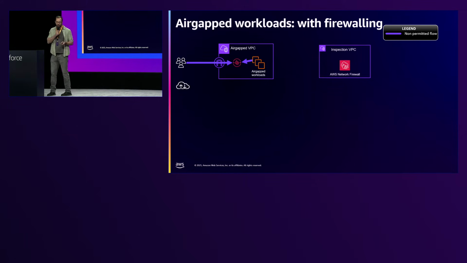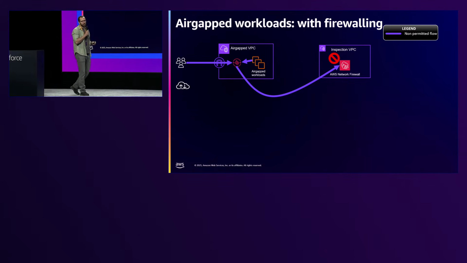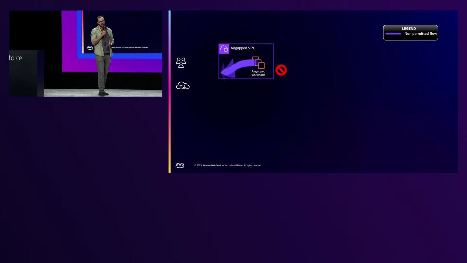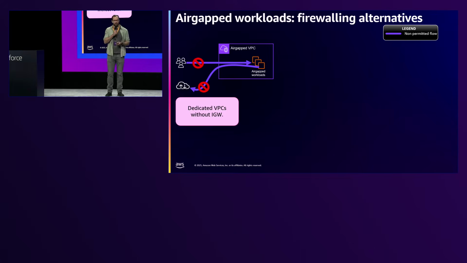Well, you could think you could do network firewall and endpoints and block that traffic. That will technically work, but it's unnecessarily complicated for that specific use case. So the other options, the other things that customers would do is they would remove an internet gateway from a VPC. That's one option. If the VPC doesn't have an internet gateway, it's not talking to the internet.